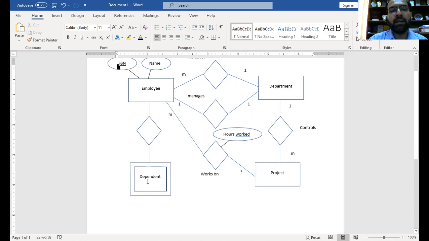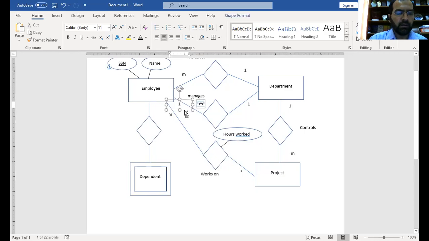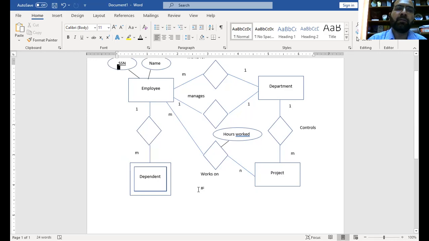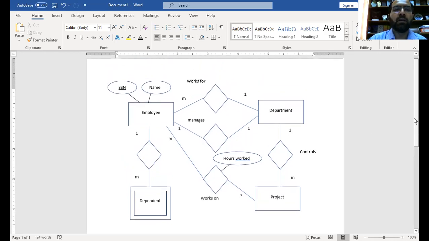But whenever I read the relationship from here, a dependent is in relationship with only one employee. Whoever the dependent is, is always related to one employee. So from here it is one to one, and from the other side it is one to many. So the relationship itself is one to many. I can put it here for your understanding. You can see here one to many. That is the relationship of an employee.